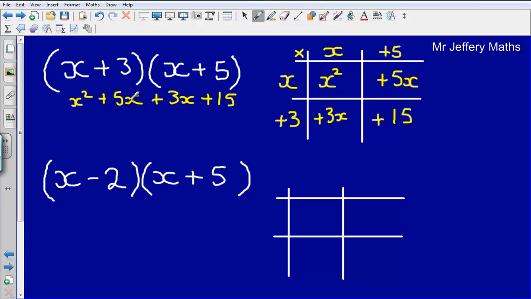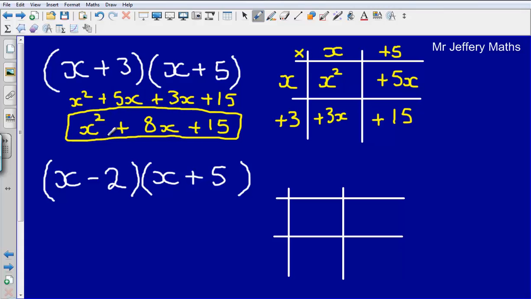Now here I can see that these two bits in the middle, my 5x and my 3x, will simplify. I can collect those together because they have the same term, so they're both x's. So if I collect them together, I'll end up with x squared + 5x + 3x, which is 8x, + 15. So that's the first one done. That there is what I would say is my final answer. That's my expanded expression.